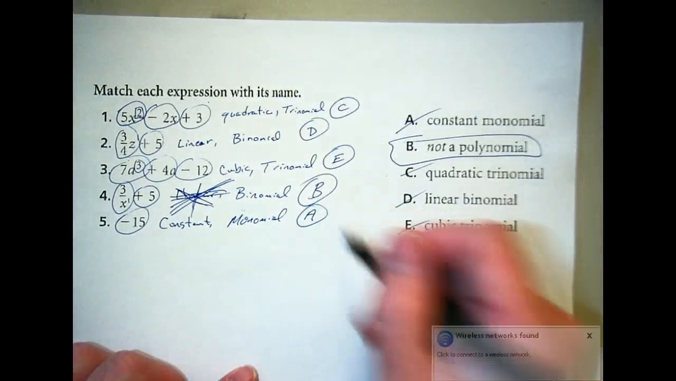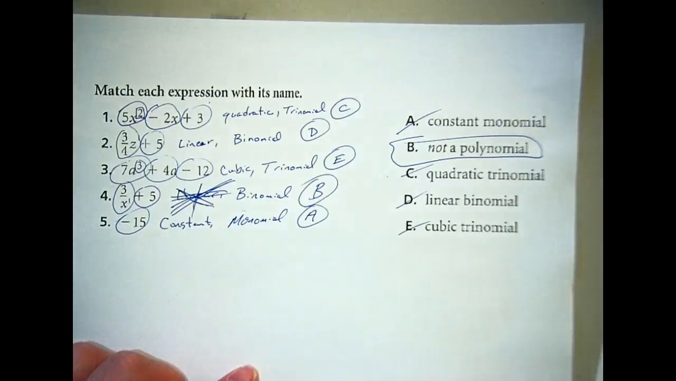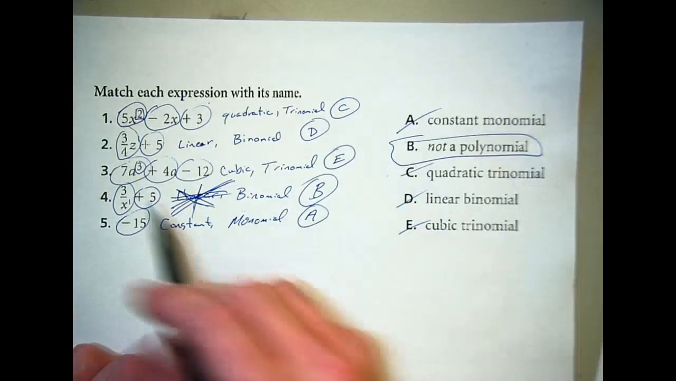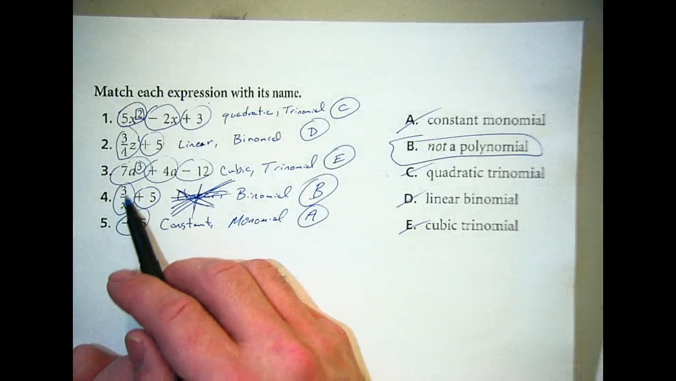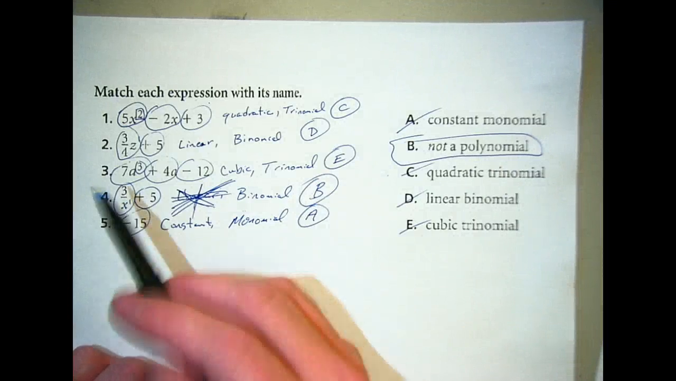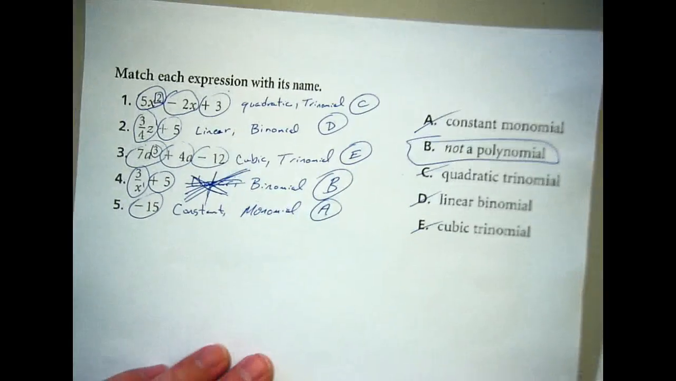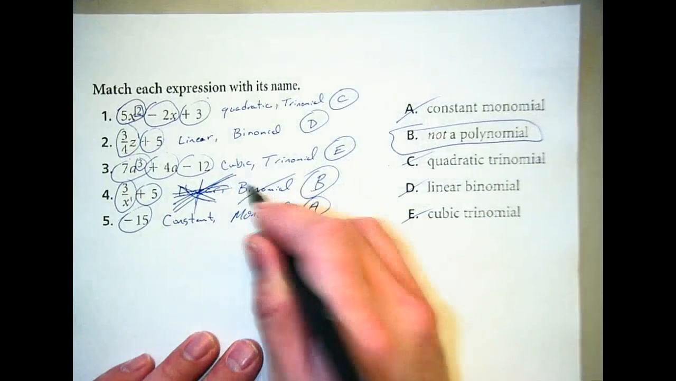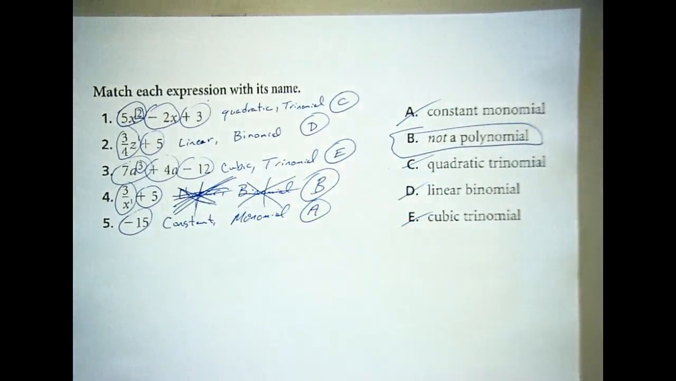It's not a polynomial. It is a binomial. Okay? I guess there are 2 terms if you want to think of it that way, but when x is not being multiplied by a constant, when it's being divided like that, you end up getting a rational function. So we don't even classify it. Okay? Letter B there. Any questions?